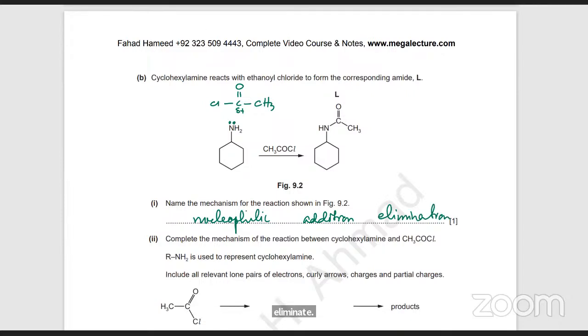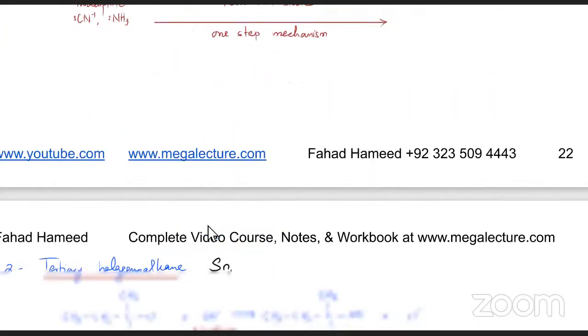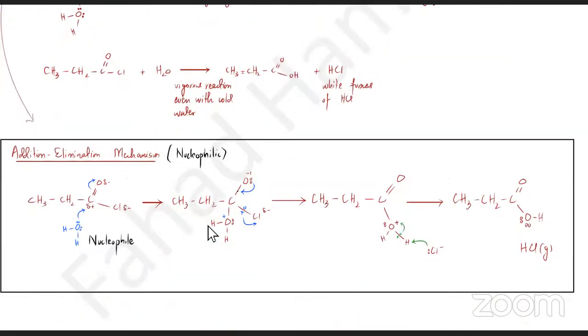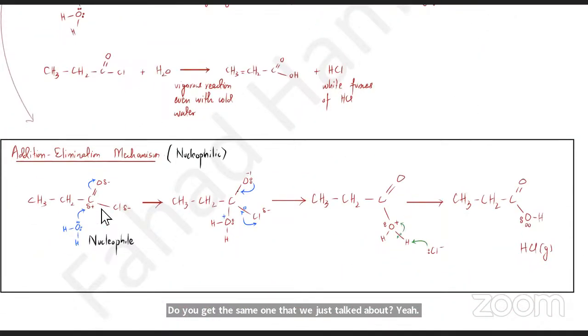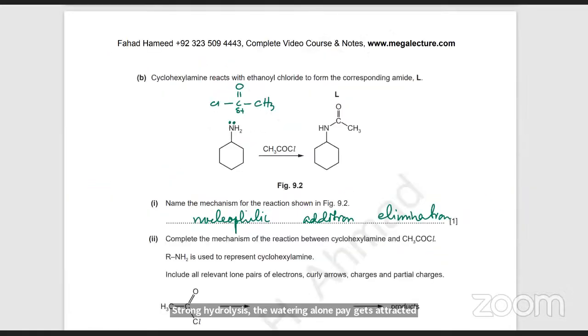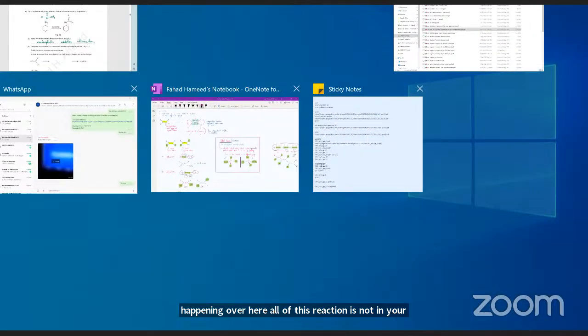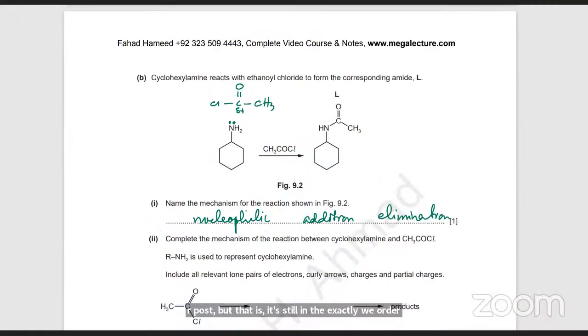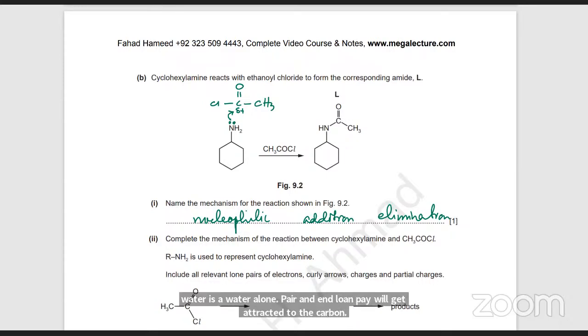You get the same one that we just talked about. Acyl chlorides have this mechanism, strong hydrolysis. The water का lone pair gets attracted to it. So anything that's got lone pairs will get attracted to it, and that is exactly what's happening over here. Although this reaction is not in your course, इसके अंदर exactly वही हो रहा है. So water का lone pair था, N lone pair will get attracted to the carbon. So it's addition elimination. The Cl will get knocked out.